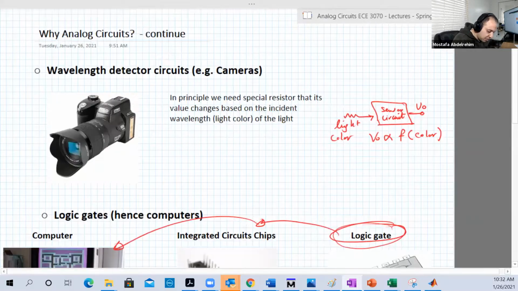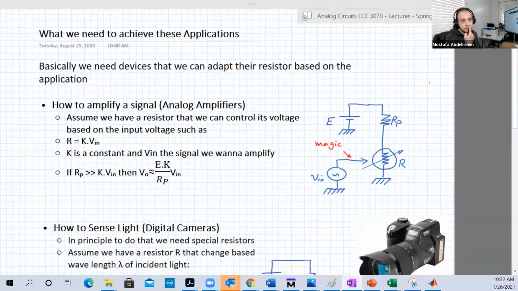Let's now go to the last slide here, just to give you a hint about what we're going to do exactly, or how such elements or devices that we're going to learn in that course do such applications. For example, amplification. We're going to learn amplification in detail in that course, how to amplify a signal. This is the most basic application of analog circuits, to amplify signals, and these amplifiers are everywhere.